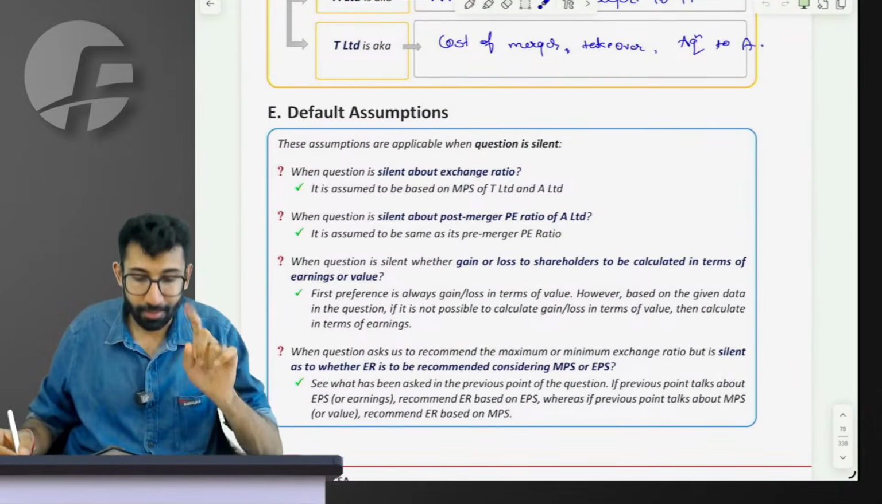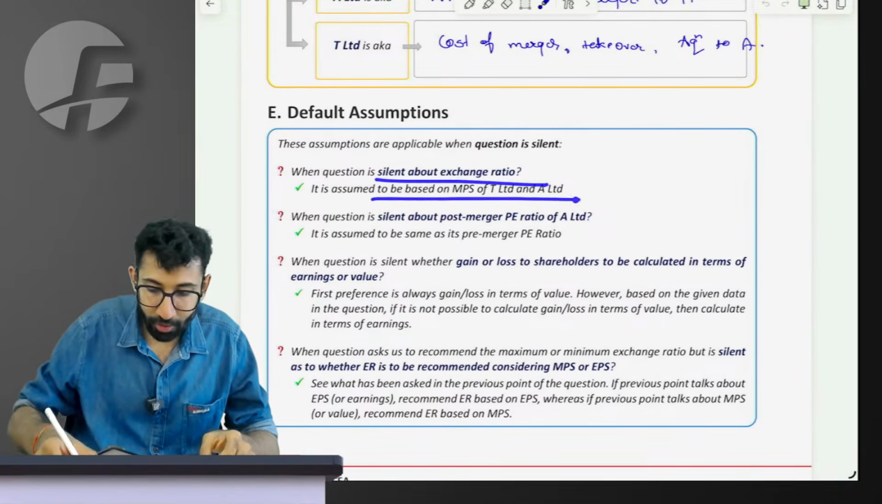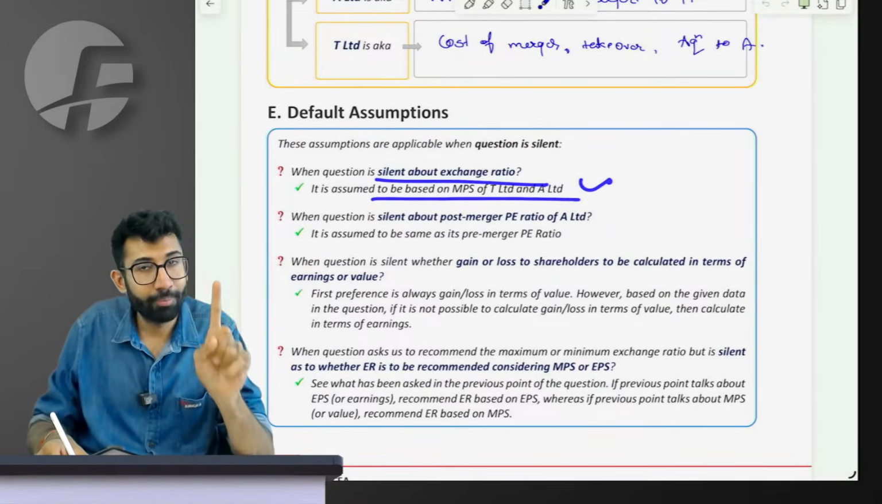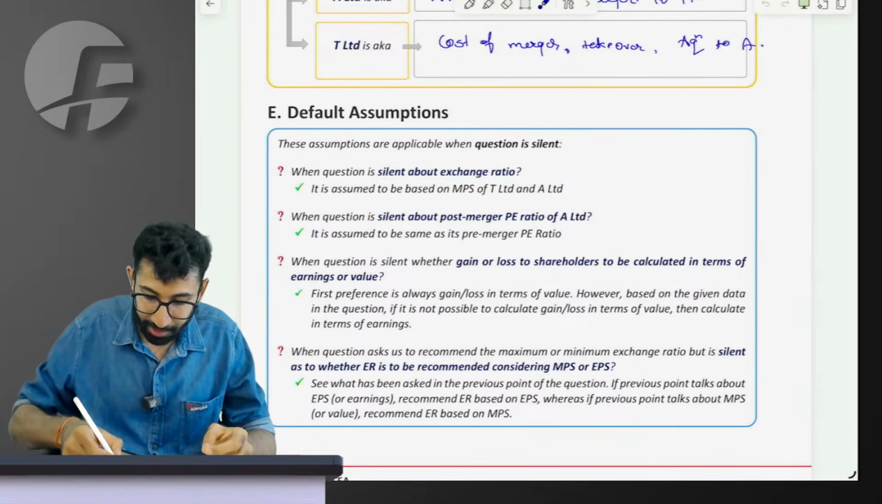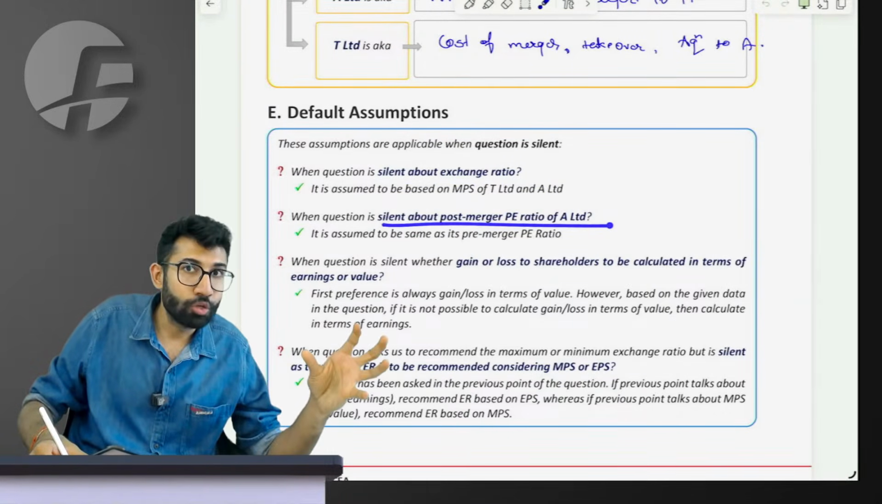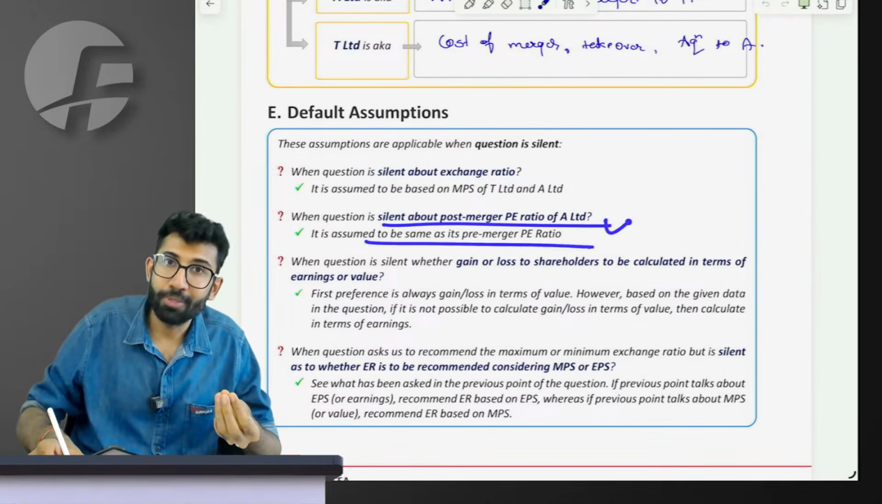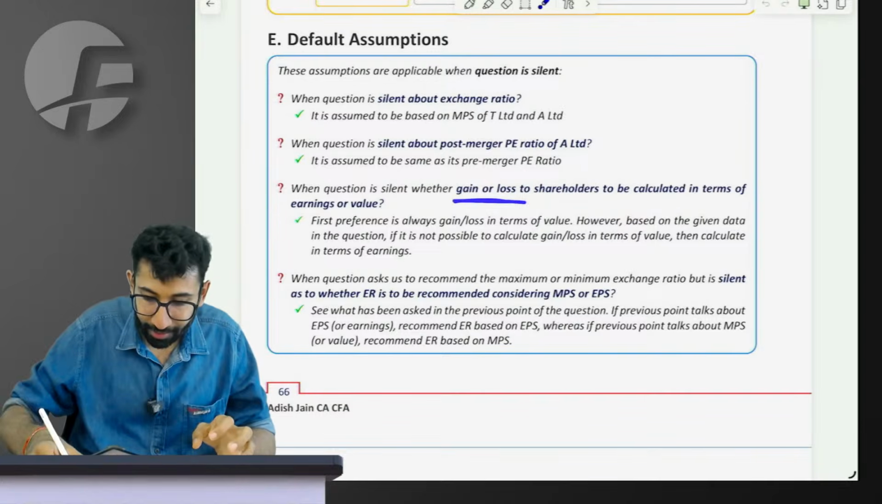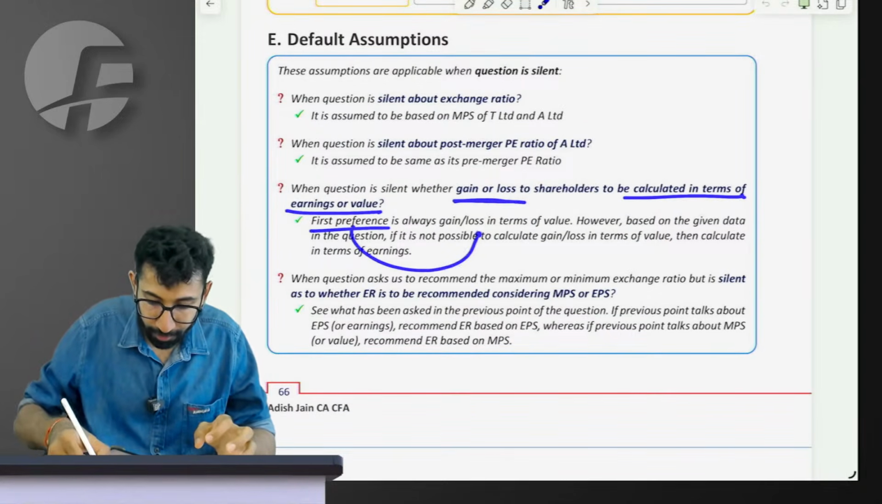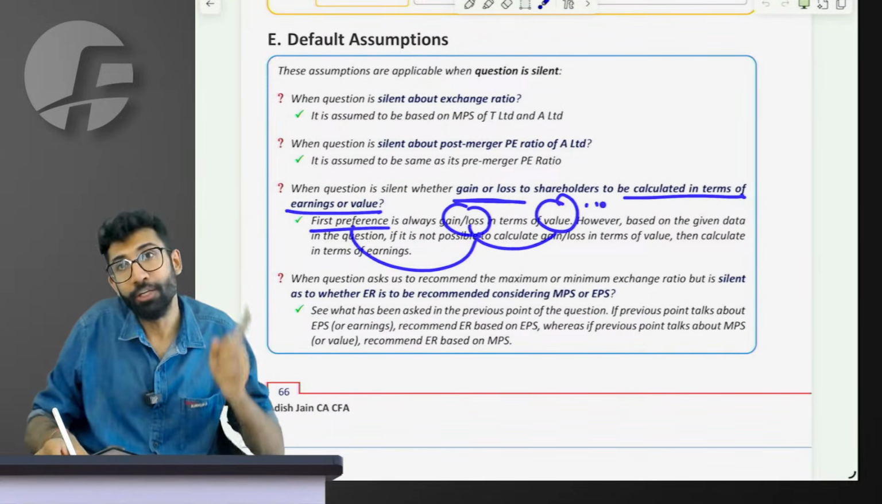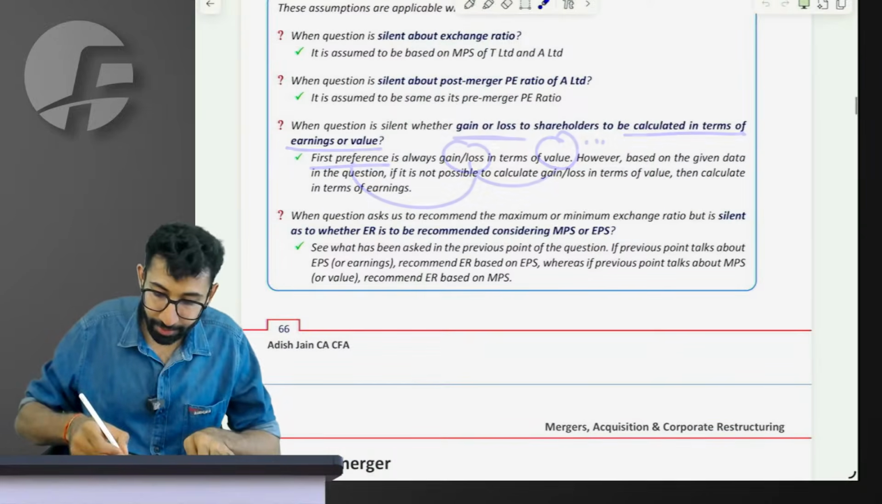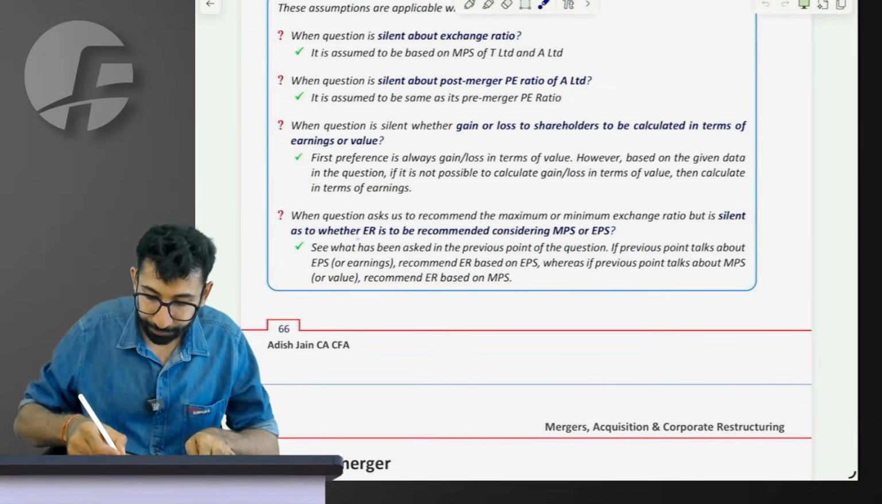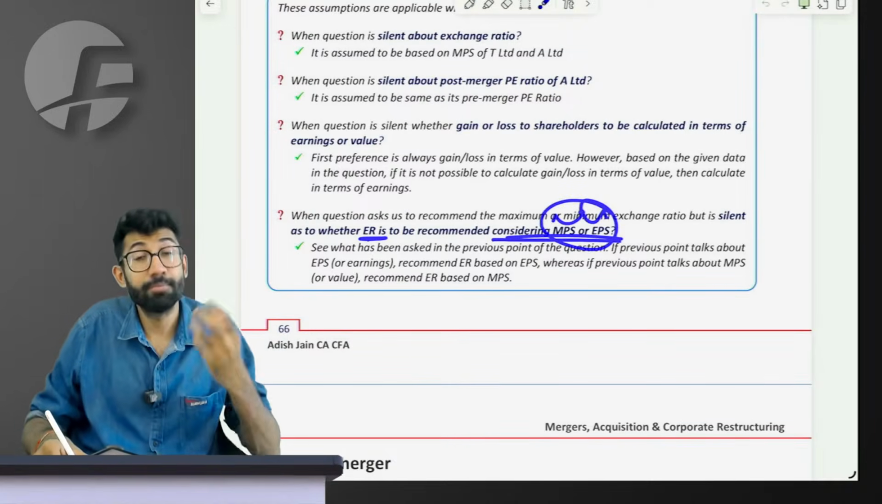Default assumptions, a summarization. Question is silent about the exchange ratio. Do it on the basis of MPS, already learned. Question is silent about the post-merger PE ratio of acquirer. Assume it to be the pre-merger PE ratio, already done. Question is not clear whether the gain or loss is to be calculated in terms of earnings or value. First preference is always gain or loss in terms of value, already learned. Question is silent regarding whether the maximum or minimum exchange ratio to be recommended is on the basis of MPS or EPS.